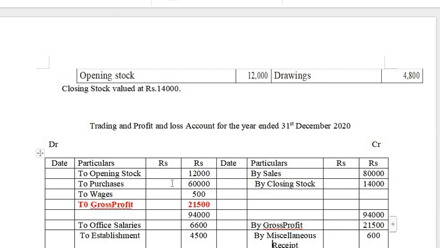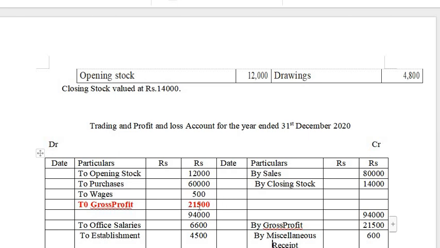Now to balance the account. On the debit side or left hand side the total is 60 plus 12, 72,500, but on the right hand side or credit side the total is 94,000. So which is more? 94,000 is more. I'm writing it as the balancing value. The difference between 94,000 and 72,500, we can call as 21,500. I am getting it on the left hand side or debit side.